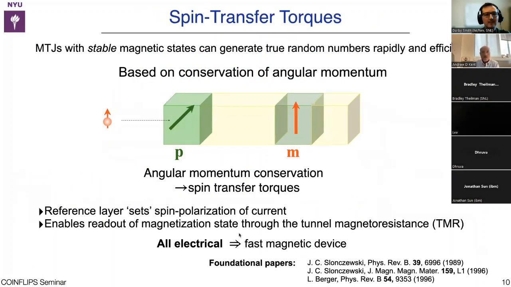But what I can tell you is that we've taken a different route than the low energy barrier magnets. It turns out there can be advantages to actually working with stable magnetic states to generate random numbers. Now, this may seem very counterintuitive. Why would you use a stable bit to generate a random number? But it turns out we can do this, and we can make it very, very fast, even faster than the characteristic times associated with the fluctuations in a low energy barrier magnet. And we can do it efficiently.